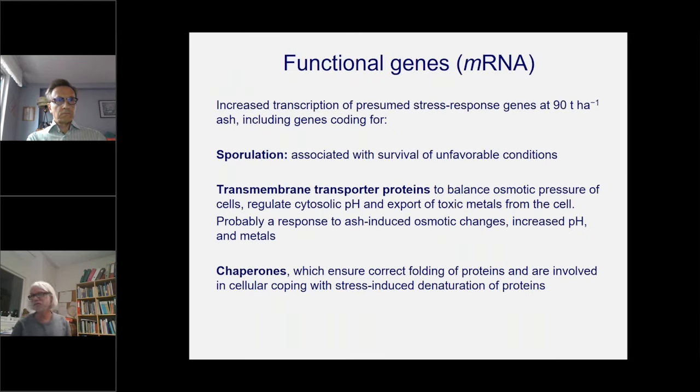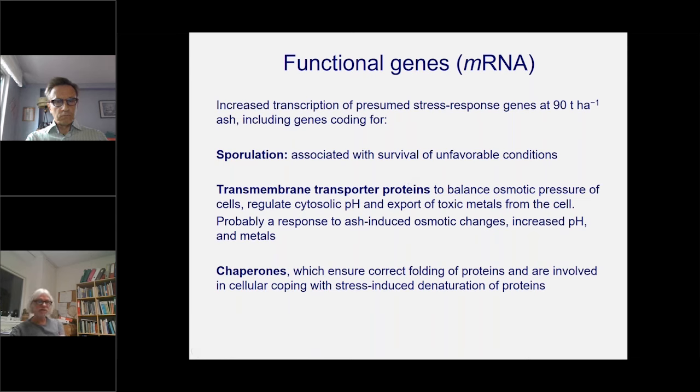Then to the functional genes, we did find, as we expected, an increased transcription of presumed stress response genes, but only at the very highest level of ash. And that is that we found genes associated with sporulation, which is bacterial sporulation, which is a thing that takes place under unfavorable conditions.